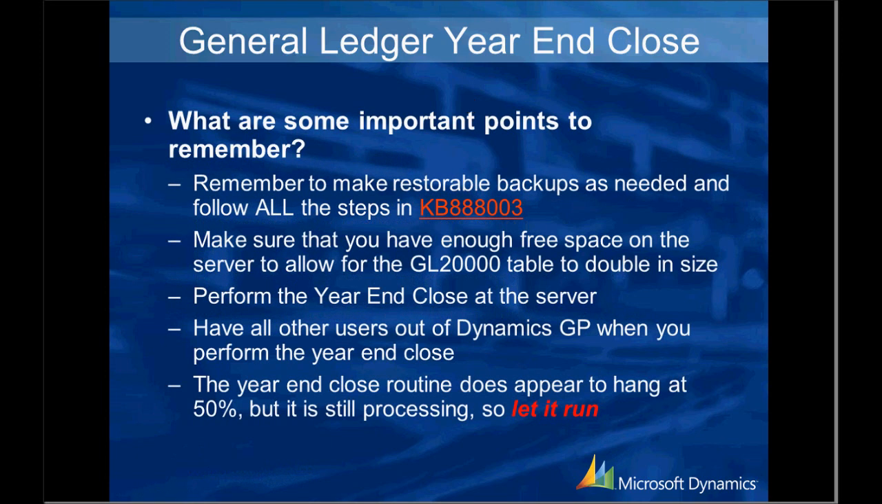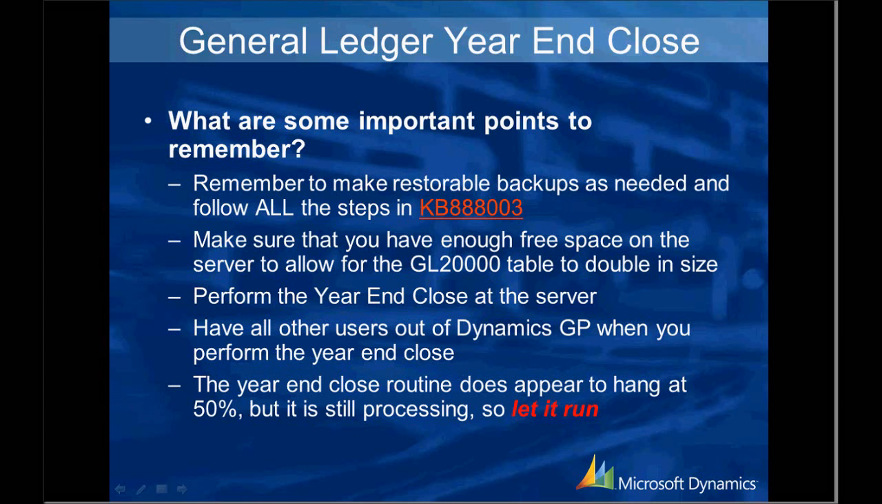So just in review of what we do at year-end closing, we need to make a restorable backup as needed for all the steps. Make sure that you have enough free space on the server for the growth of the table GL 20000, as it's going to double in size. Perform the year-end closing on the server. Have all other users out of Great Plains when we're closing, and the year-end close routine does appear to hang at 50%, but it's still processing, so let it run.